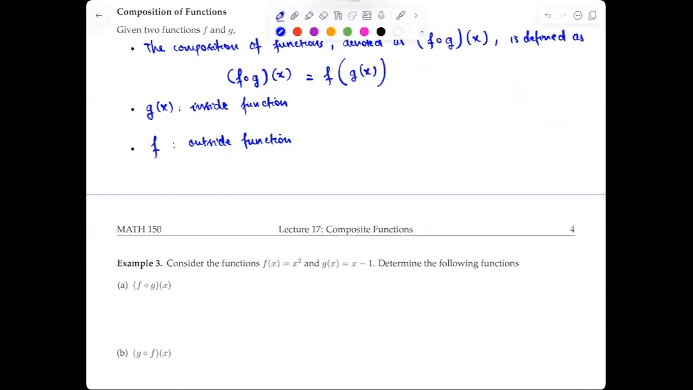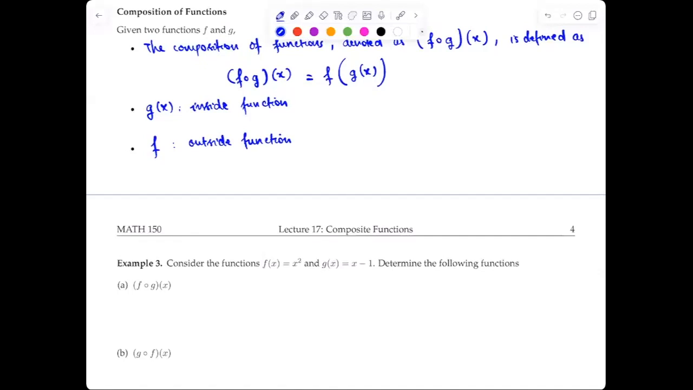Later on, we're going to encounter a different way to combine or make a composition of two functions. As I mentioned, the order in which you write f and g really matters. So f circle g of x will have a different answer from g circle f of x. In the first case, on the left-hand side, you have f of g of x, so g of x is the inside function. On the right-hand side, you have g of f of x, so f of x is the inside function.